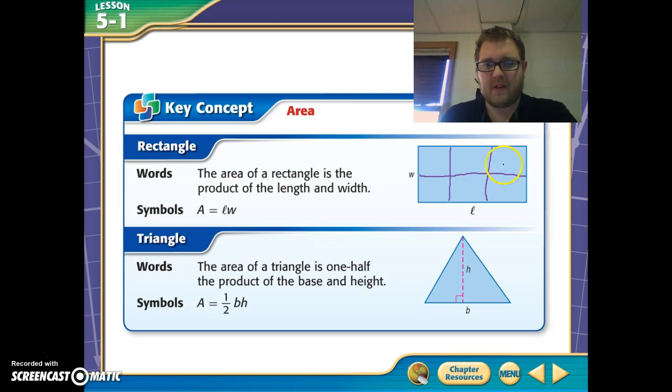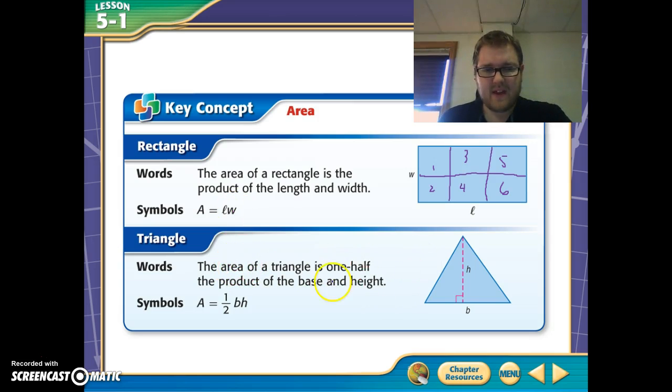Well, I could count how many blocks fill it up. Sorry for my crooked lines there, but there's 1, 2, 3, 4, 5, 6. So if the width was 2 blocks and the length was 3 blocks, 6 blocks total would fill it up. So that's essentially what multiplication is. Multiplication is telling me how many rows I have times how many columns I have. So if I take 3 columns here and multiply it by 2, that tells me I have 6 blocks in my rectangle. So in symbols, length times width gives me area.